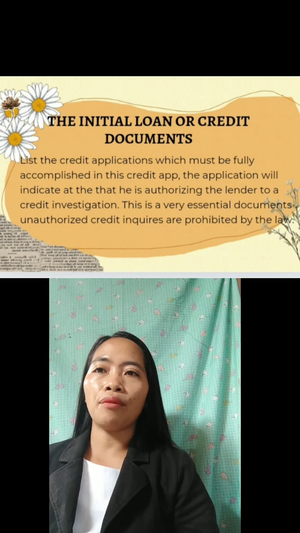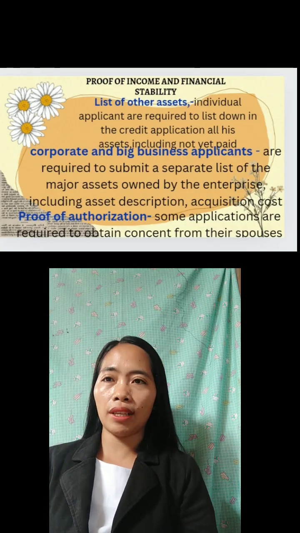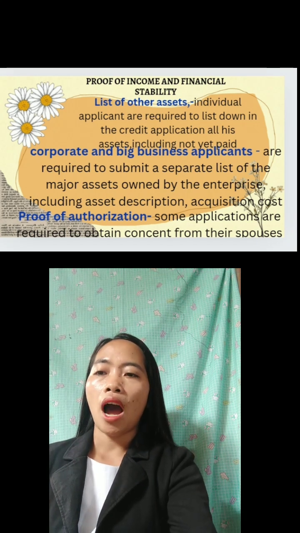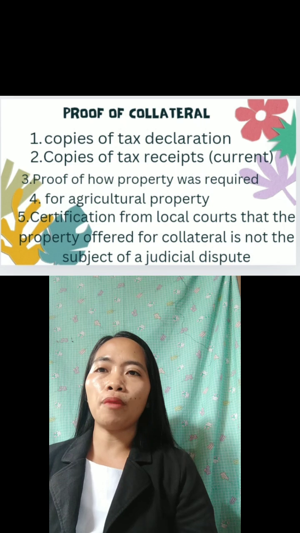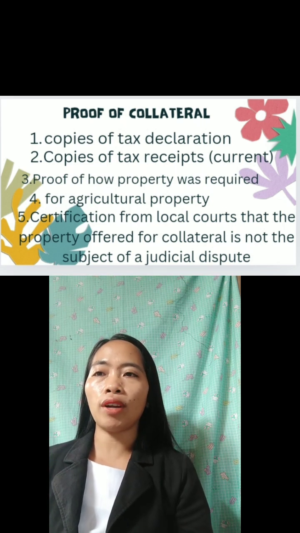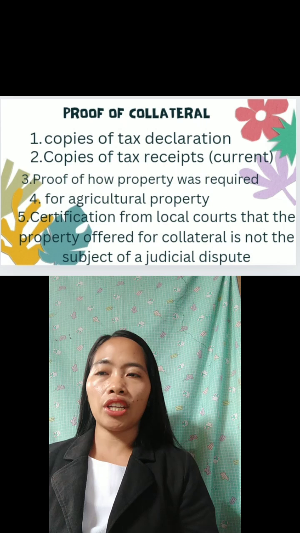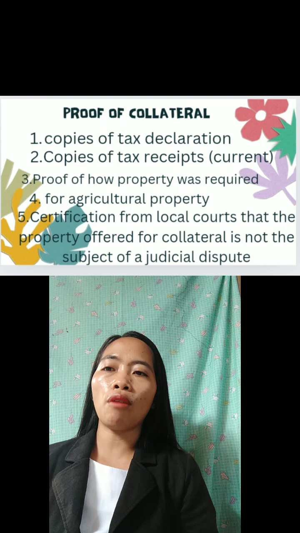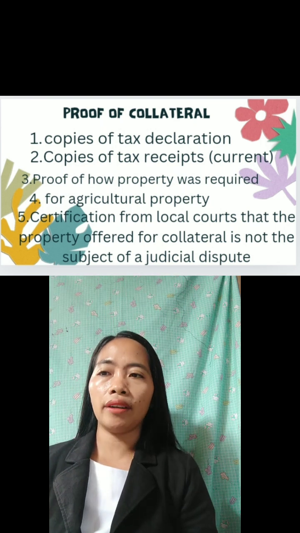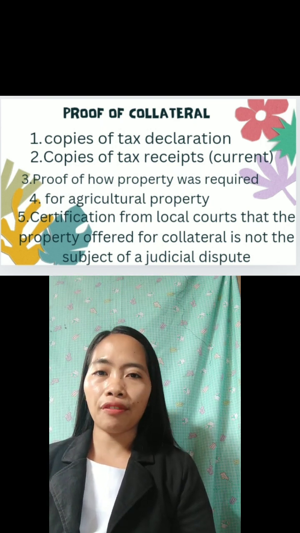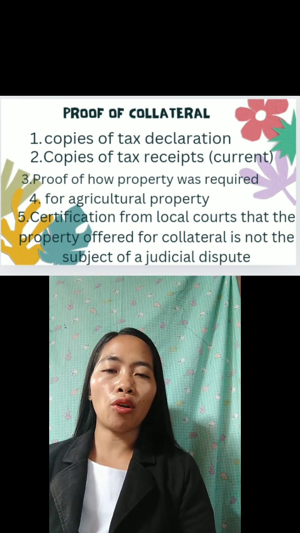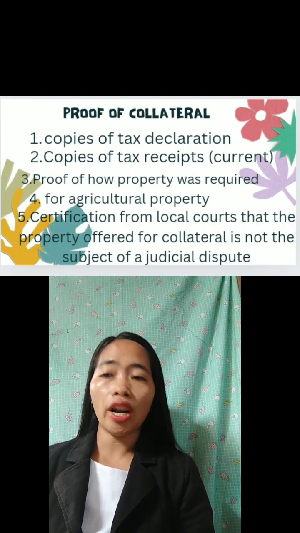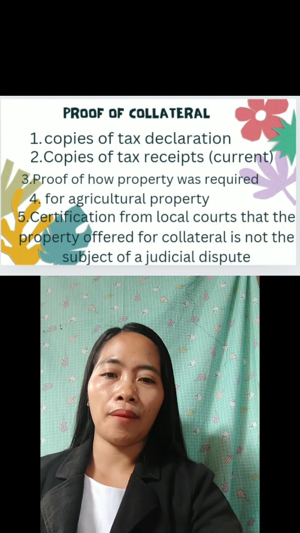prohibited by law. And then proof of income and financial stability, a list of other assets, and for corporate and big business applicants, a proof of authorization and a proof of collateral. There are 5 proofs of collateral. Number 1 is copies of tax declarations. Number 2 is copies of current tax receipts. Number 3 is proof of how the property was acquired. Number 4 is, for agricultural property, certification from local courts that the property offered for collateral is not subject to judicial dispute.